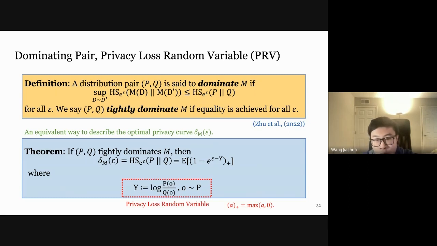So all we have to do here is to find the tightly dominating distribution pair for M and compute this expectation. And this random variable Y is usually called the privacy loss random variable, or PRV. And note that if P and Q do not tightly dominate M, then the hockey stick divergence becomes an upper bound for the privacy curve.